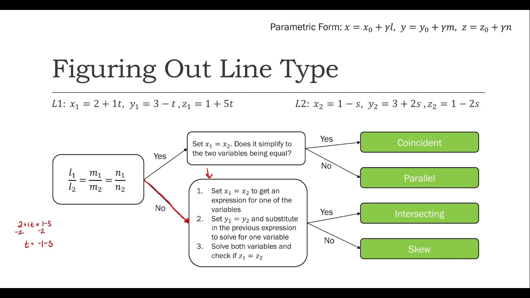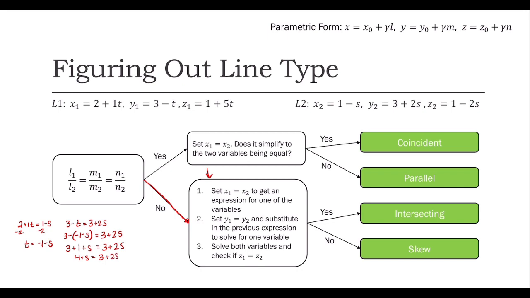Next, we need to set y1 equal to y2. So 3 minus t equals 3 plus 2s. And we're going to substitute in the previous expression so that we can solve for one variable. So we're going to substitute in for negative t. We're going to have negative 1 minus s equals 3 plus 2s. So now we can solve for s. So 3 plus 1 plus s equals 3 plus 2s. So this is 4 plus s equals 3 plus 2s.